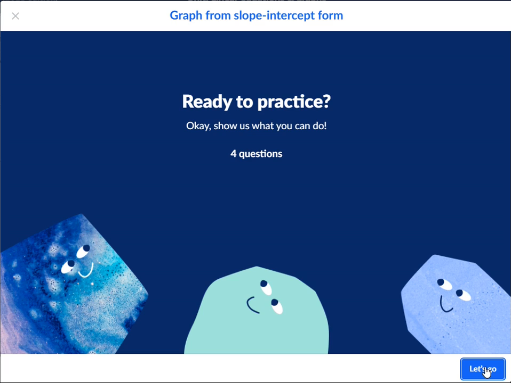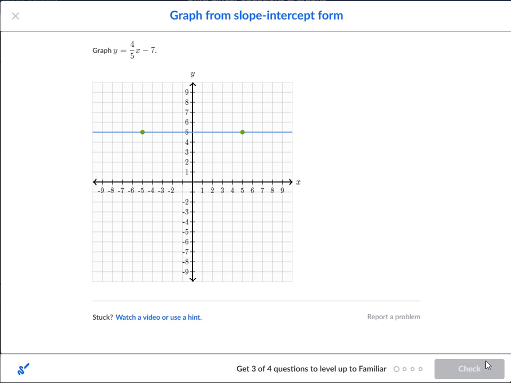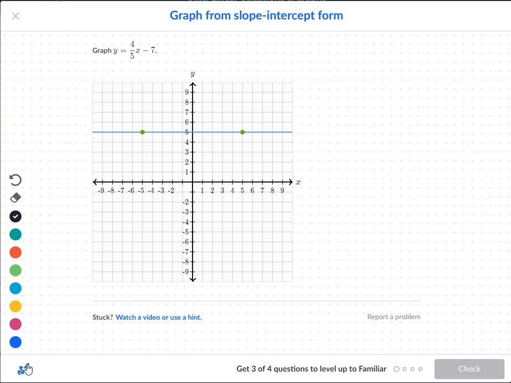Graphs from slope-intercept form. Okay, so what we want to do is go ahead and make our graph here. So we have the following problem. We have y is equal to 4/5 x minus 7. You've got to remember that the form that you need to memorize is y is equal to mx plus b.